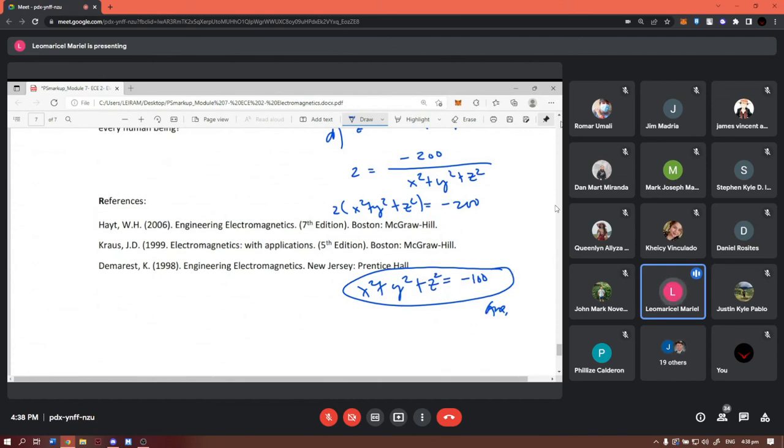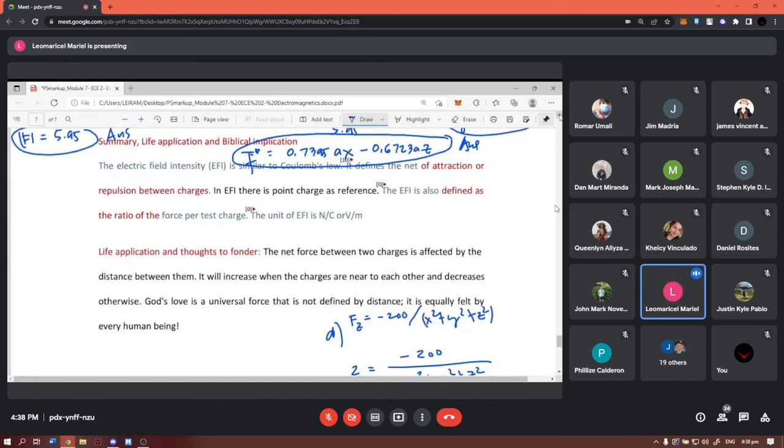Okay, so to summarize our lesson for today, so the electric field intensity is similar to the Coulomb's law. It defines the net of attraction or repulsion between charges. In EFI, there is a point charge as reference. The EFI is also defined as the ratio of force per test charge. That's why the unit becomes Newton per coulomb, and in fields of communication, the Newton per coulomb will be the same as the volts per meter. So life simplification and thoughts to ponder. The net force between two charges is affected by distance between them. It will increase when the charges are near to each other and decreases otherwise.